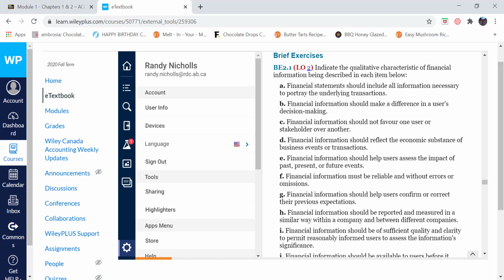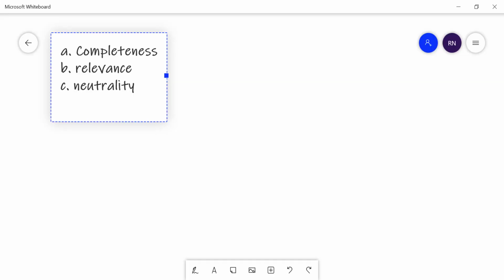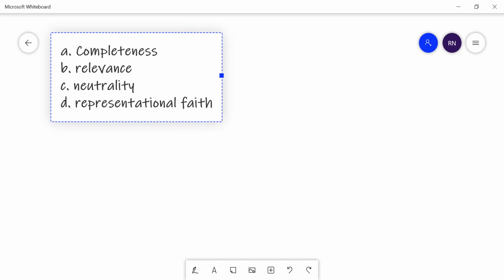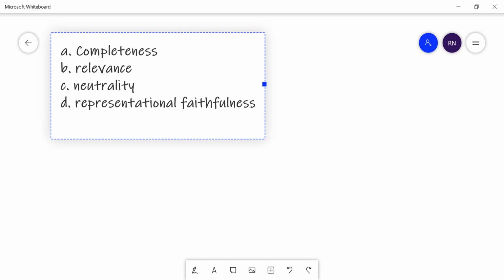Financial information should reflect the economic substance of business events or transactions. So it should best represent what actually happened, and that's what we use this big word, representational faithfulness, or representationally faithful. What that means is it represents reality. Right? The financial information is the best representation of what actually happened.